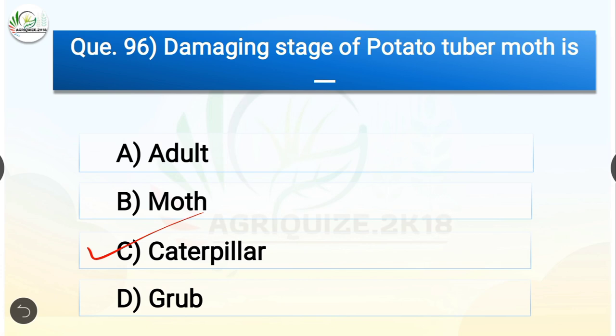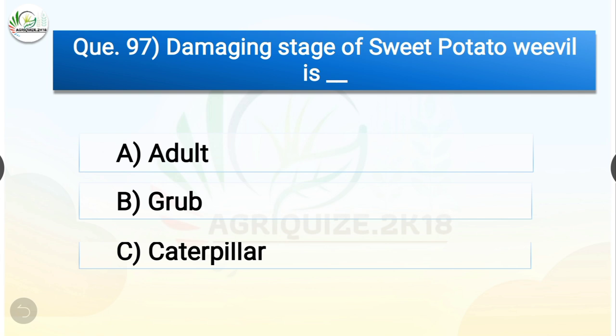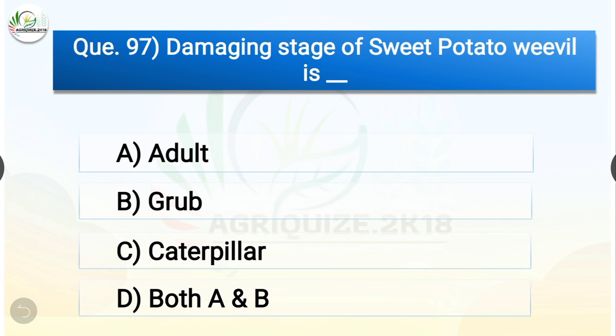Question number 97. Damaging stage of sweet potato weevil is dash. The options are adult, grub, caterpillar, or both A and B. The correct answer is option D, both A and B. So damaging stage of sweet potato weevil is both adult and grub. The grub bores into the stems of vines and also into the tubers in the field as well as in storage, feeding on the inner contents and spoiling them. The adult weevil also feeds on leaves, vines, and tubers.